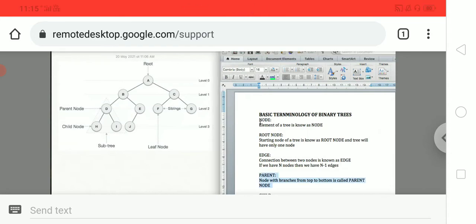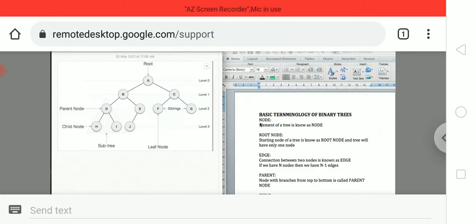Next, child. Node with edges from bottom to top is called child. So here H, I are child nodes of D, and D, E are child nodes of B, and B, C are child nodes of A. So in this way we can see the child nodes also.